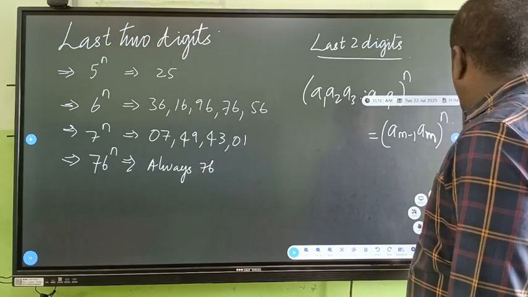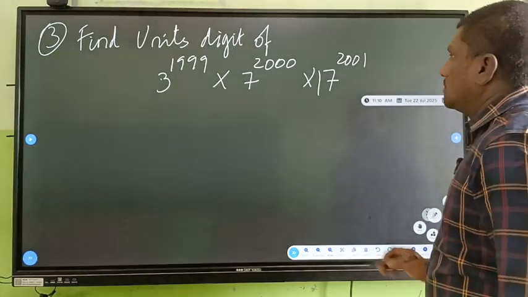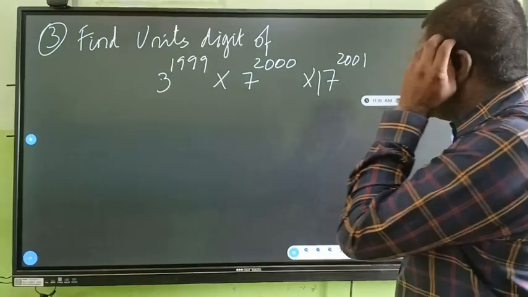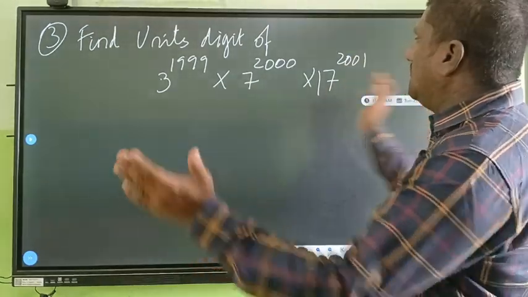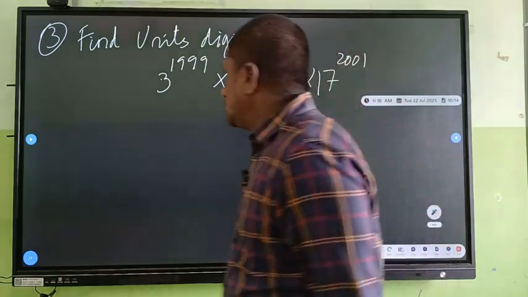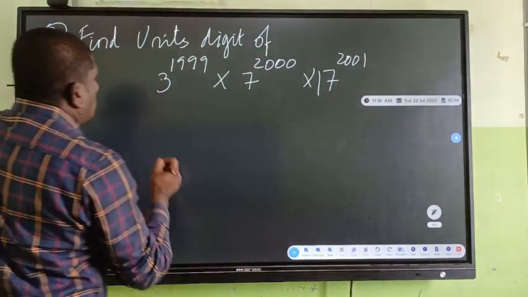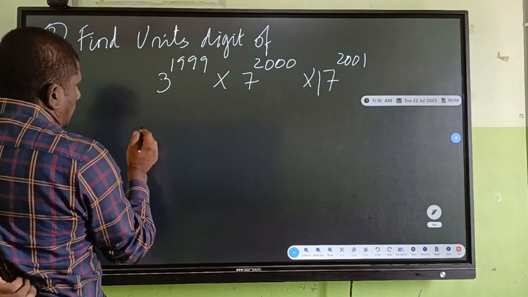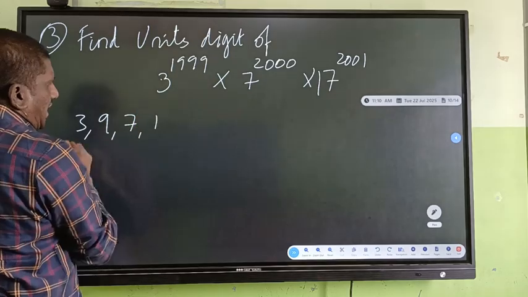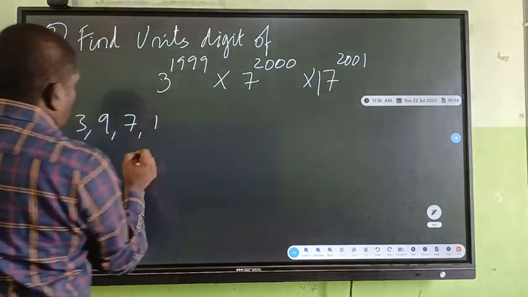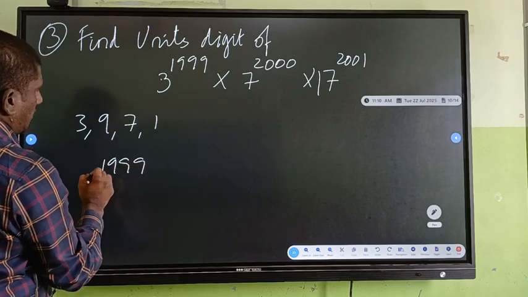So find the last digit of this particular whole expression. Now we are getting complicated. We have to find out the last digit of this term, this term, and this term, and then multiply these three. You will get the final answer. Now 3 has a cyclicity of 4. You all know that: 3, 9, 7, 1, again 3. So if I divide by 4, what will be the remainder? So 1999 divided by 4, what will happen?